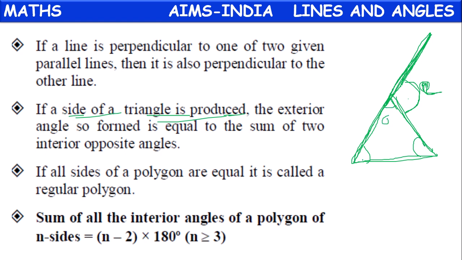This one is adjacent, so it will not count. This is the opposite angle to this exterior angle. Suppose these are x and y. This exterior angle equals x plus y. So, one exterior angle equals the sum of the opposite interior angles.